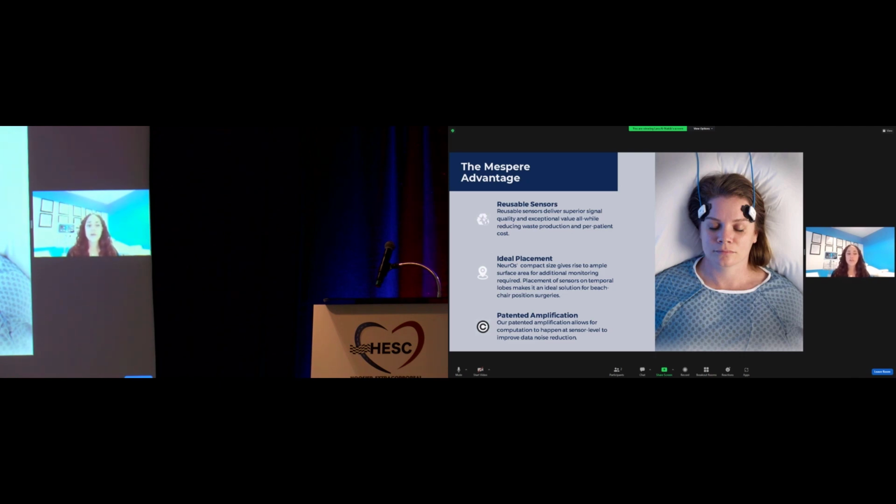Of course, we also have our patented amplification. So this allows for any sort of calculation or amplification that needs to happen at the sensor level, and the data just gets transmitted over to the monitor, thereby reducing any sort of noise or static that may occur from data being transferred through the wires.